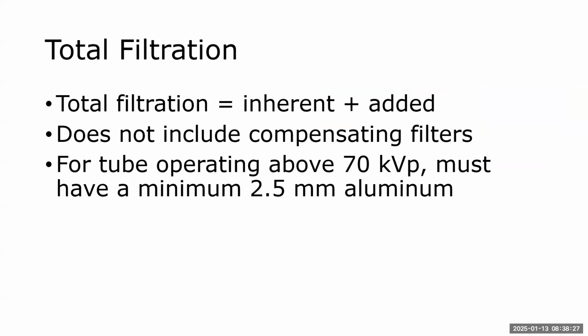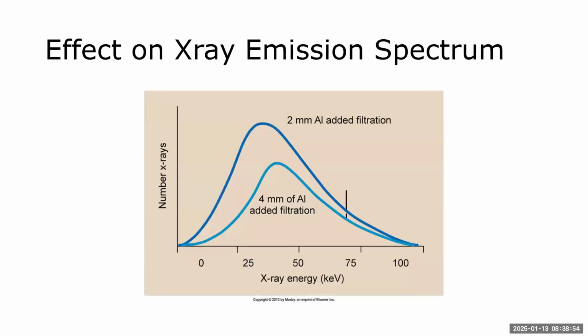This sentence, this last sentence right here, you need to circle it, highlight it, star it. You will see this again. So you need to know this. For tubes operating at 70 or above, you have to have a minimum of 2.5 millimeters of aluminum or aluminum equivalent within the path of that beam. Okay, 2.5. So you're going to see that again, whether it be on a test or in the lab or lab quiz, it's going to be there.